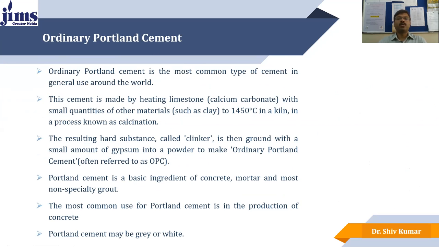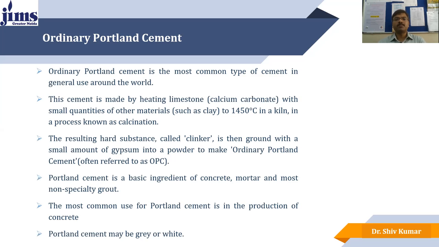So as far as the ordinary Portland cement is concerned, there are the following characteristics. The ordinary Portland cement is the most common type of cement which is generally used around the world. This cement is made by heating of limestone, meaning calcium carbonate, with small quantities of clays or other materials at 1450 degrees centigrade in a process known as calcination. The resulting hard substance, which is known as clinker, is obtained. And finally, this clinker is ground with a small amount of gypsum, which makes the ordinary Portland cement.